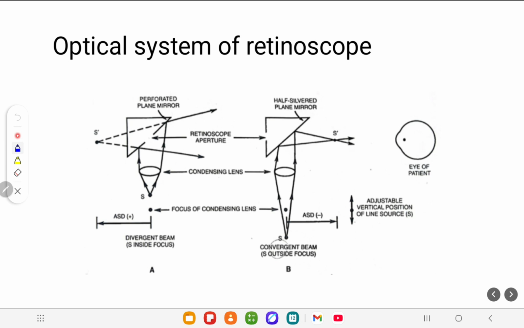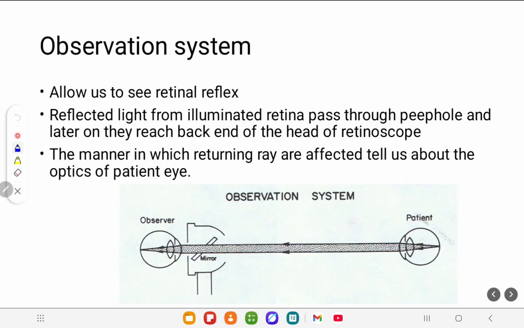See what I'm talking about. Whenever you need a concave mirror effect, the source must be outside of the focal plane. Whenever you need a plane mirror, you need the source exactly at the focal point or slightly under, which gives you diverging light.